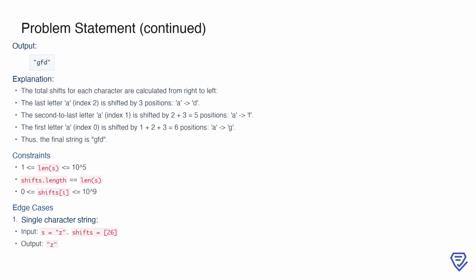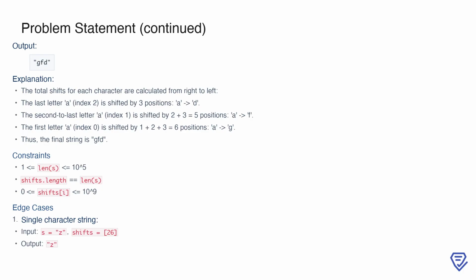Here's another example to further illustrate the process. Consider the input S equals "AAA" and the shifts array [1, 2, 3]. The output is "GFD". Let's break it down. For the last letter A at index 2, the shift value is 3. Shifting A forward by 3 positions gives us D.